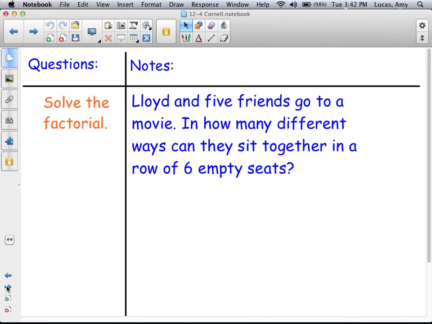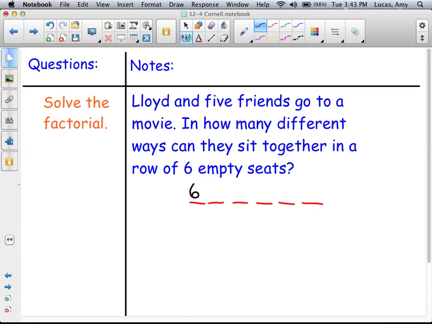Okay, solve the factorial. Lloyd and 5 friends go to a movie. In how many different ways can they sit together in a row of 6 empty seats? If you have 6 empty seats, there are 6 people that could sit in the first seat. Now in the second seat, because one of them has already sat in the first seat, there are going to be 5 people left, then 4, 3, 2, 1. So if we multiply all of these together, we get 6 factorial.